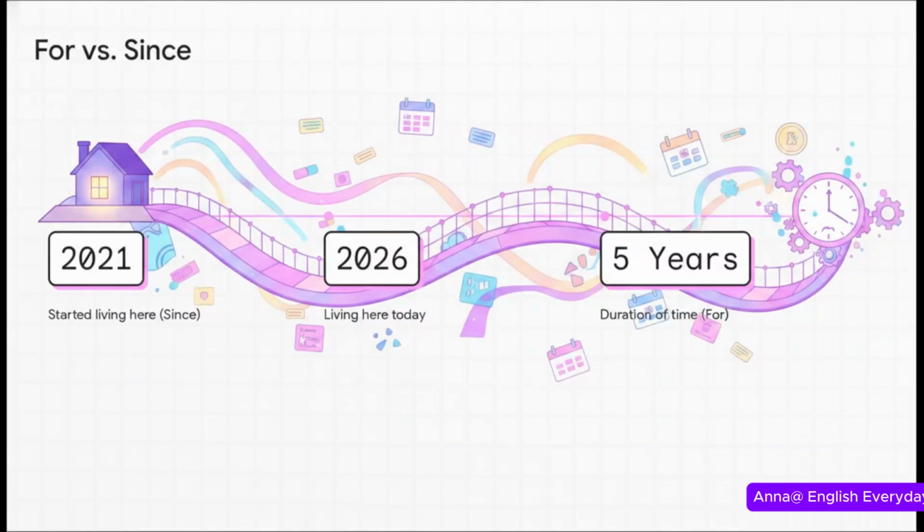Let's map this out so it really sticks. Imagine someone moved into a house back in 2021, and hey, they're still living there today in 2026. If we want to focus on the duration, the whole span of time, we'd say she has lived here for 5 years. But if we want to shine a spotlight on the exact starting point, we say she has lived here since 2021.